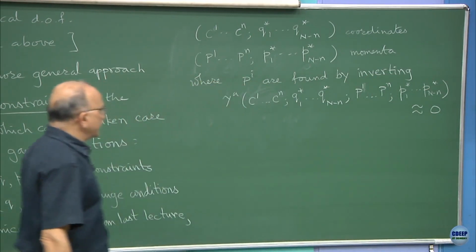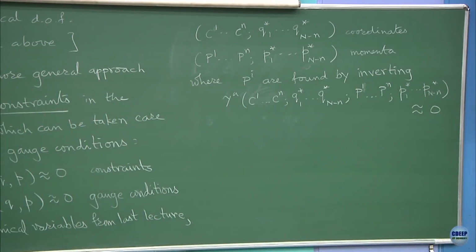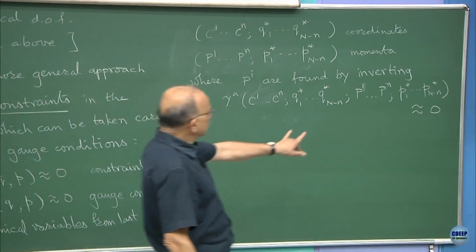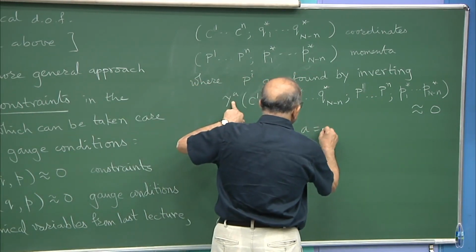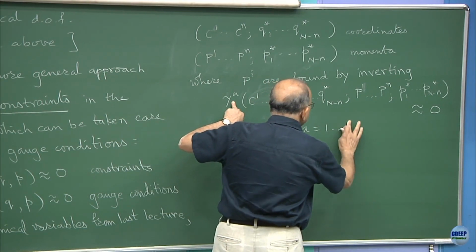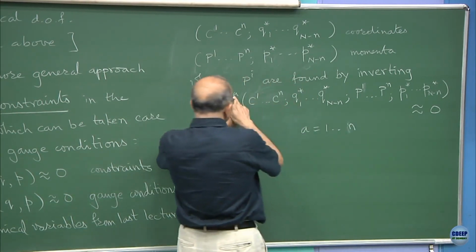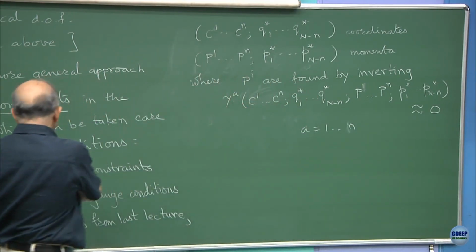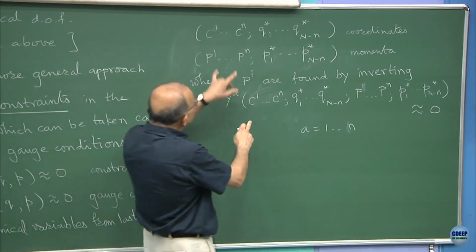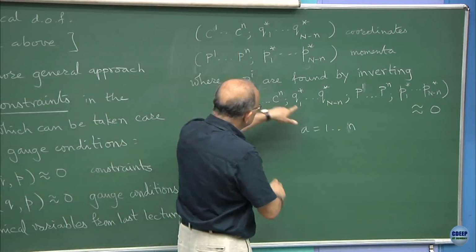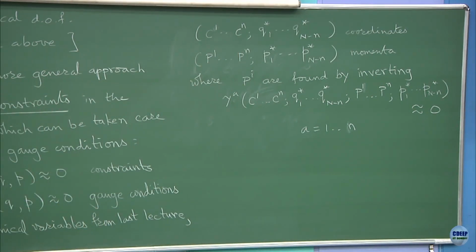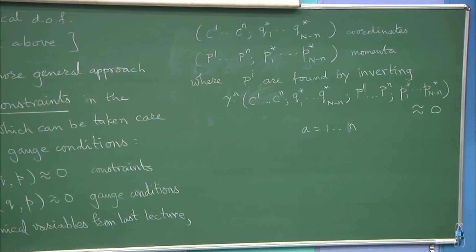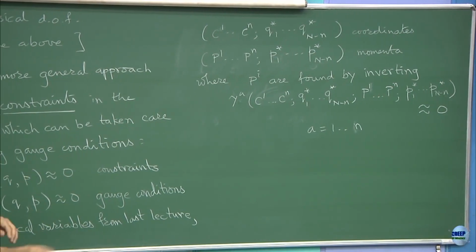So you have to invert these and find from them the p1 to pn. There will of course be A equal to 1 to n. There will be as many conditions as there are constraints, and that will be that many constraints. So A runs from 1 to n here, not to be confused with the A of the gauge fields, but they are going to become the same in the end.